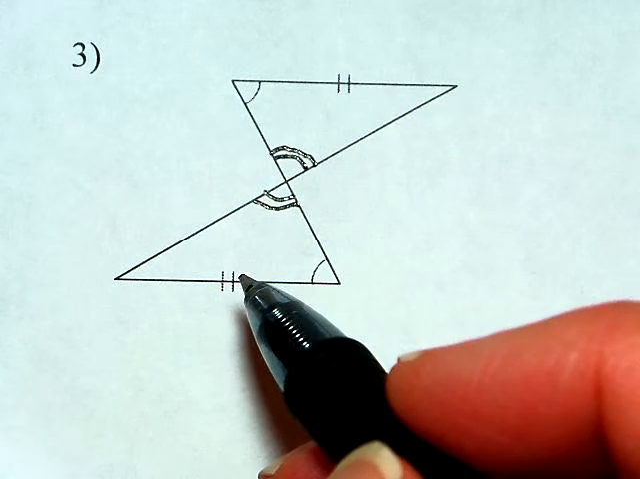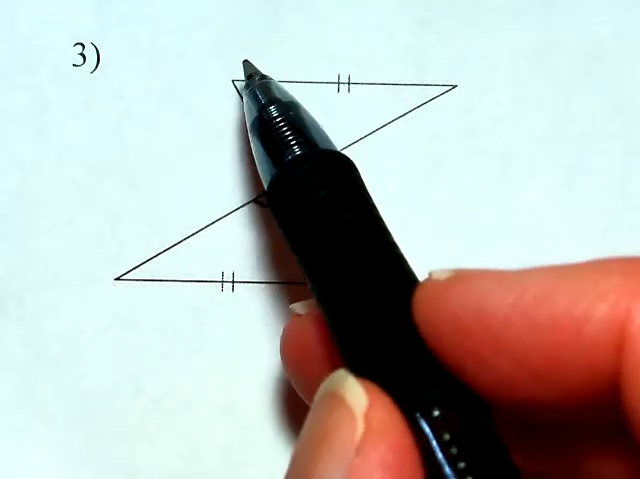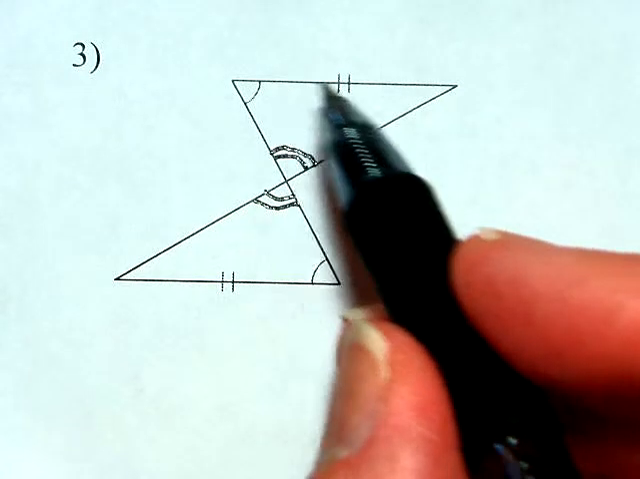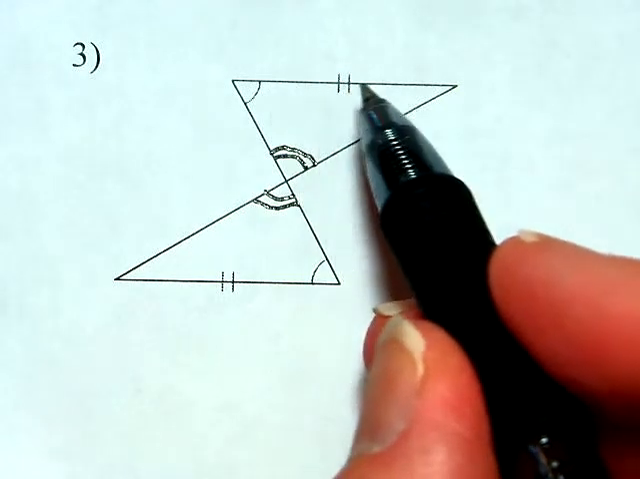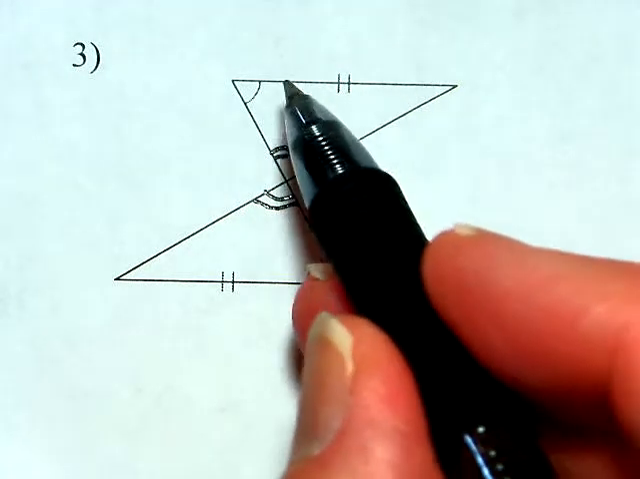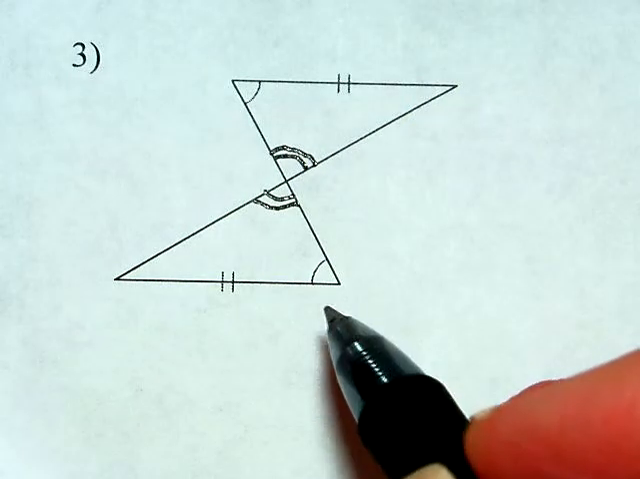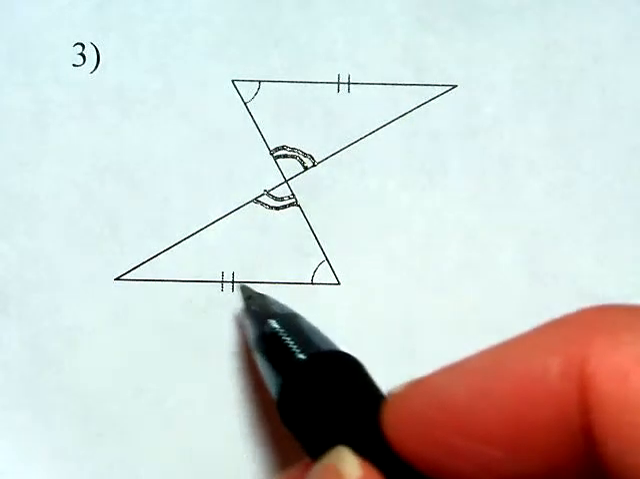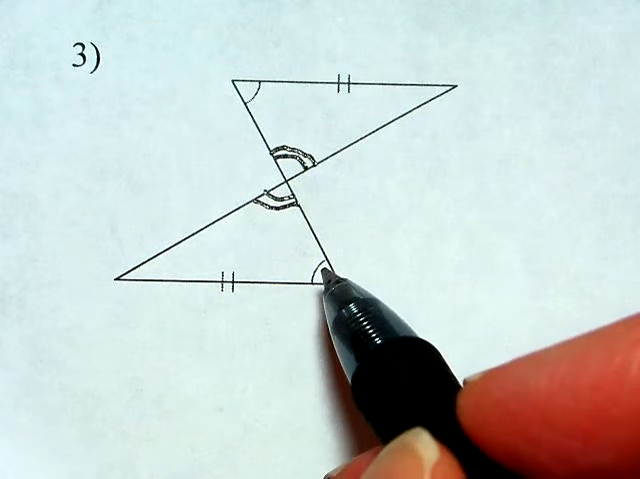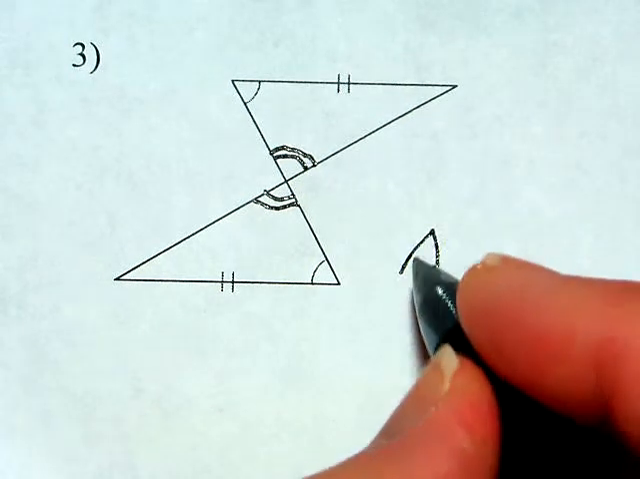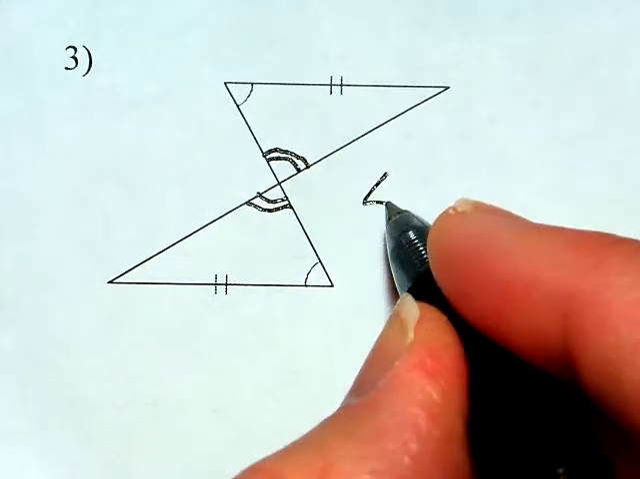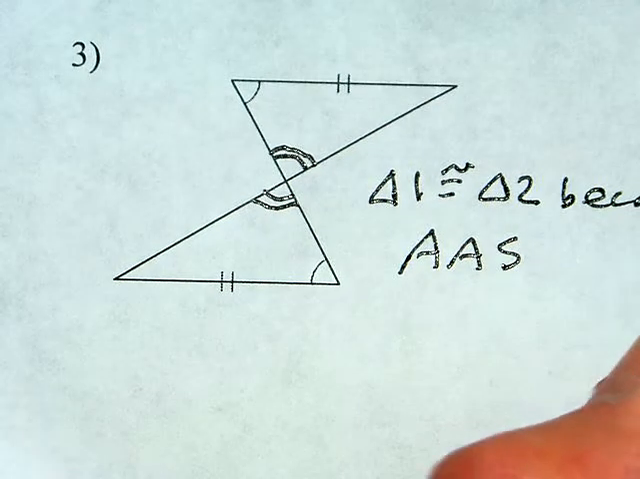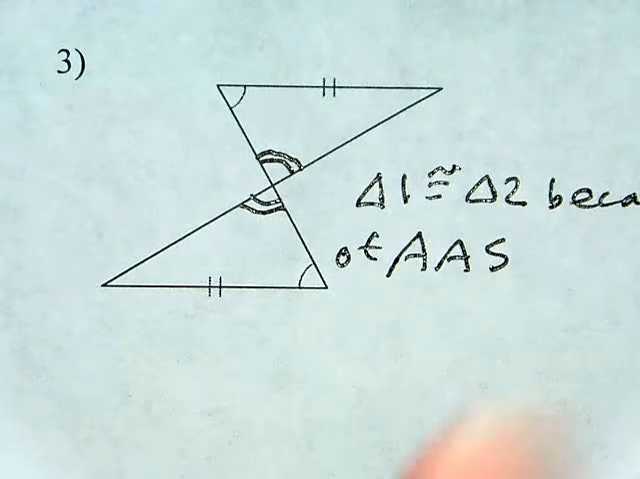And it's very important to notice also that the congruent angle is adjacent to the side that's congruent here, and this corresponding congruent angle down here is adjacent to the side that is congruent. So we have the same pattern of congruence. We have angle, angle, side in both. So we can say that the first triangle is congruent to the second triangle because of angle, angle, side.